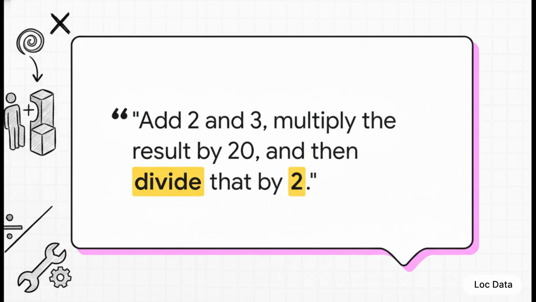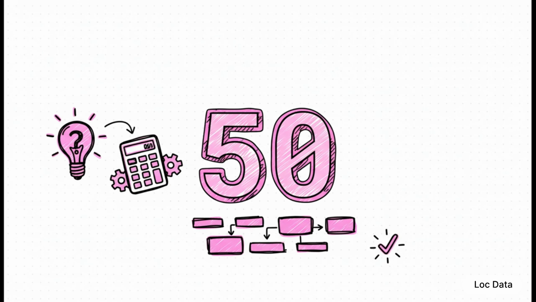This is going to force the agent to decide if it should use the tool we gave it and how. And the answer is 50! It got it right! But hold on, how do we know it actually used the tool and didn't just guess? Well, this is the cool part.